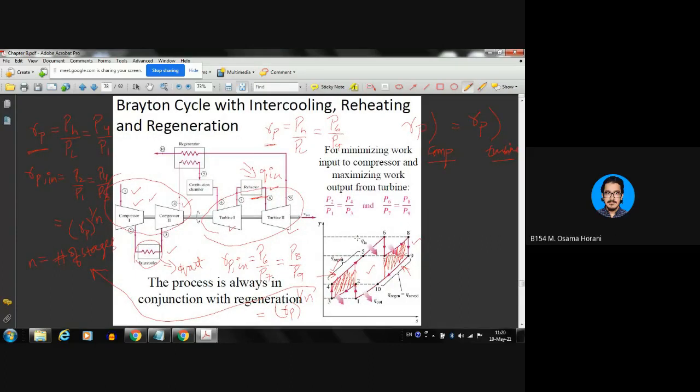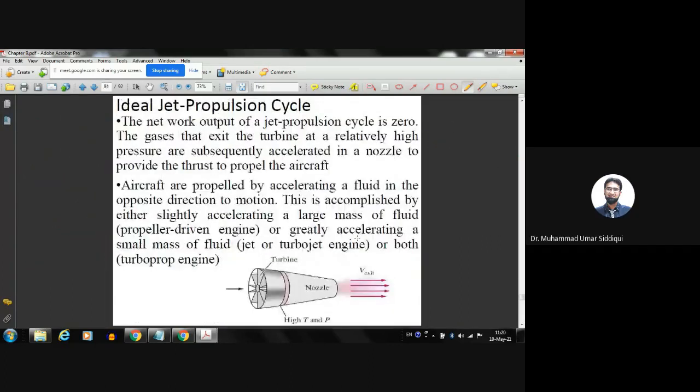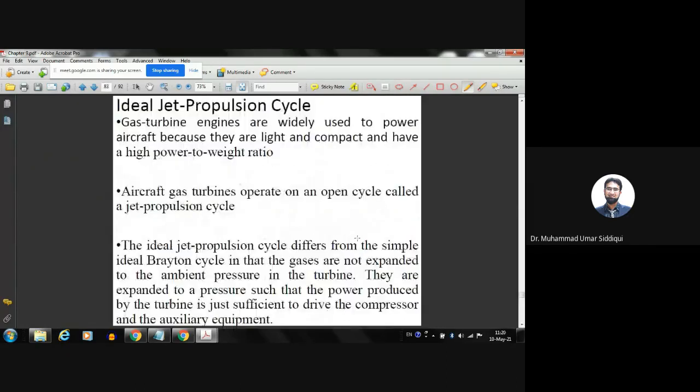No, sir, it's all good. Okay, so let's have a break of 5 minutes, and then we are going to start this last topic for chapter number 9, which is the ideal jet propulsion cycle. Okay.